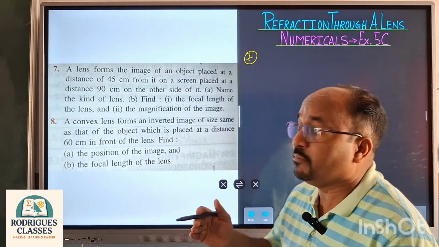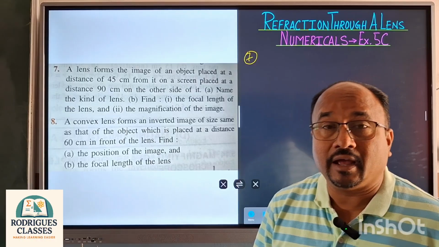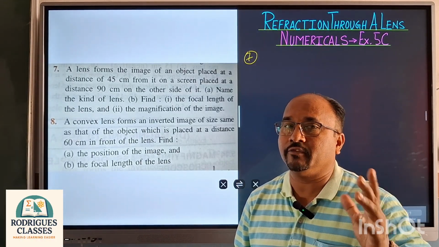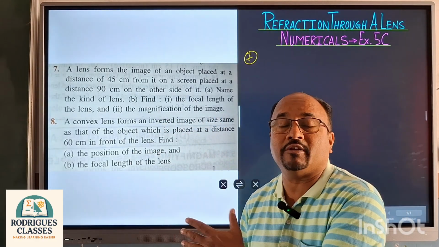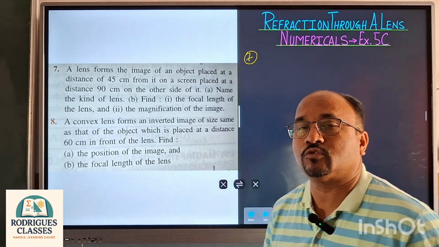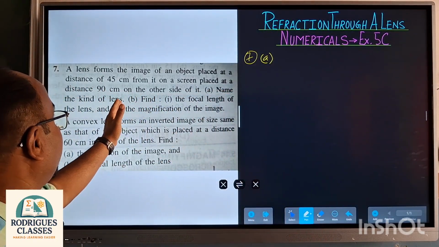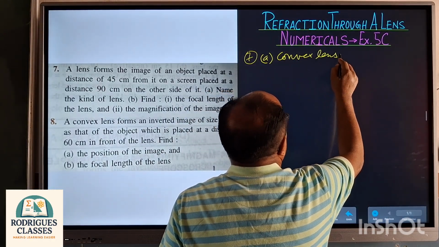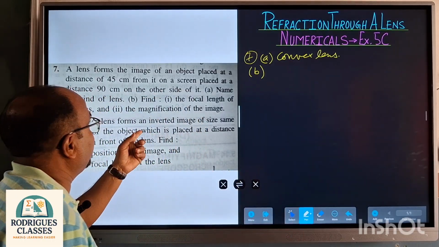So see, the image is formed on a screen, means it is a real image. And when a real image is formed, only one type of lens forms a real image, and we know that is the convex lens. So we get the answer for the first one. Focal length, as we have been finding, we'll put the value, solve it and get it, and then we can get the magnification. So let us go and work it out. So 7a, already explained why we have to tell that it is a convex lens. So convex lens. Then the b part of it, to find the focal length and the magnification.